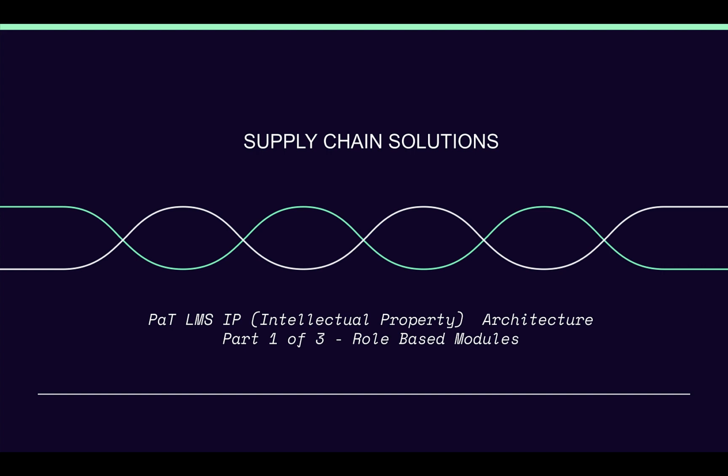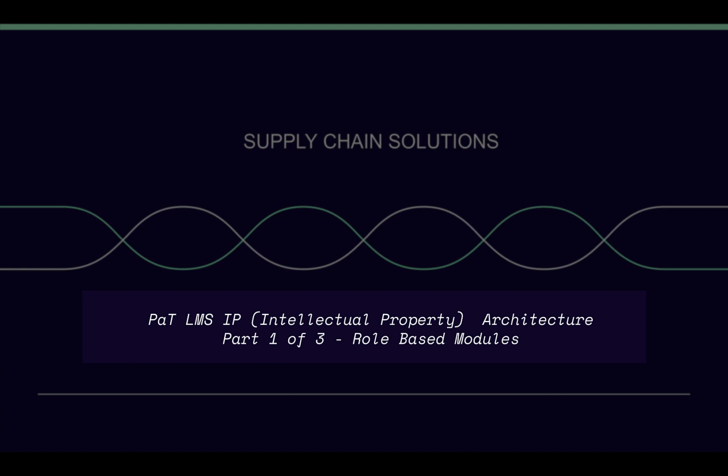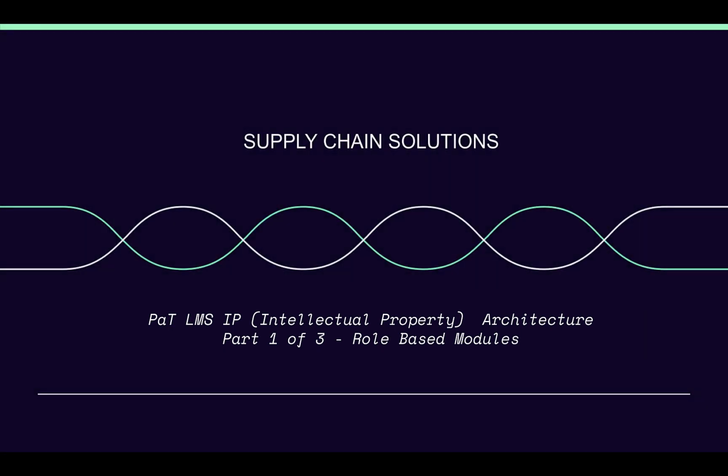This presentation is designed to explain the concepts behind the architecture of the LMS, and so this is for anyone in the business that has a responsibility to manage and maintain our training content through the LMS and to explain how it all ties together. So it's broken into a few sections. This first section talks about the PAT LMS IP, which stands for Intellectual Property. Architecture, this is one of three sections, and the first thing we're going to talk about is role-based modules.